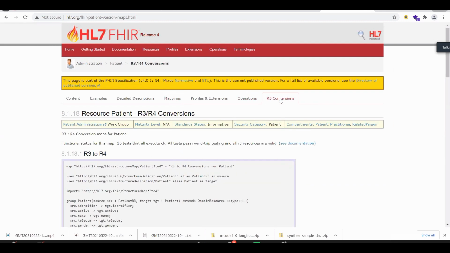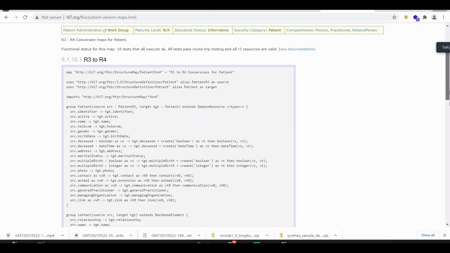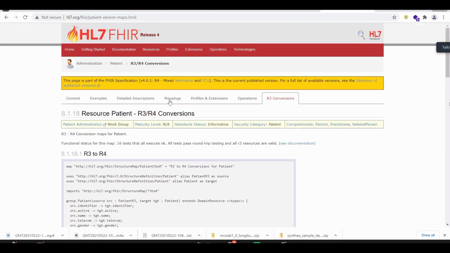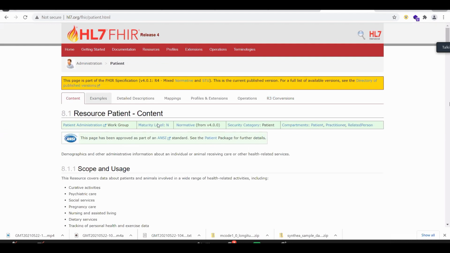Like, how can you convert a FHIR R3 resource into a FHIR R4 resource? The mappings are given here. So if you have an R3 resource and you want to convert it into R4, the translation tables are given here. You just have to code for it. Okay, so that's how you start with the patient resource. What we will be looking at today is the content piece and some examples.